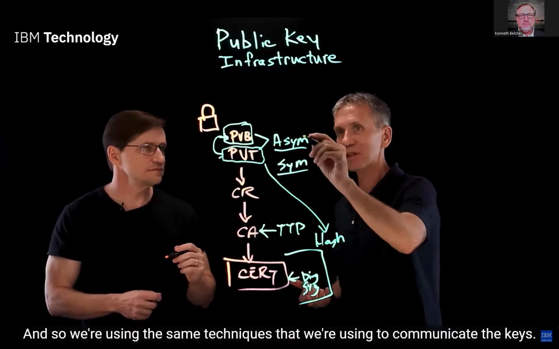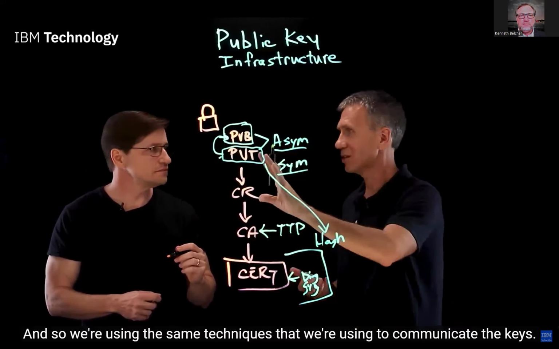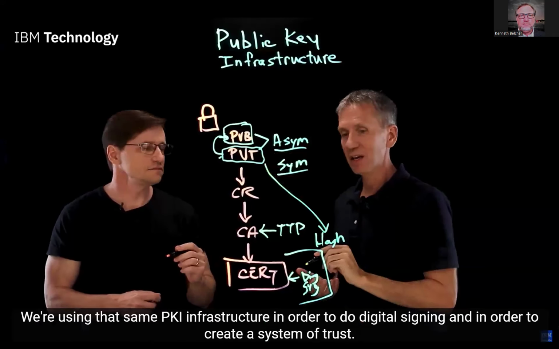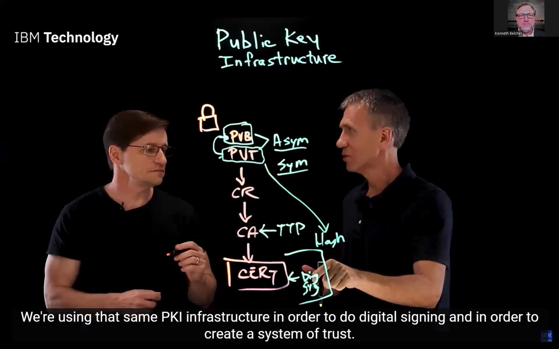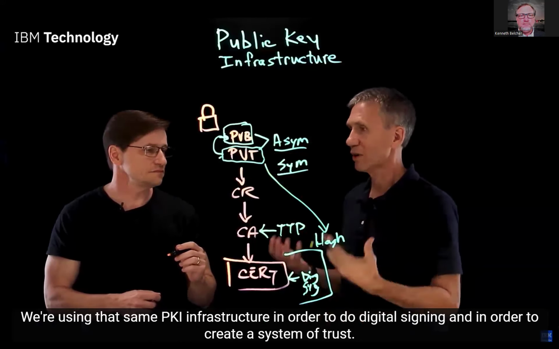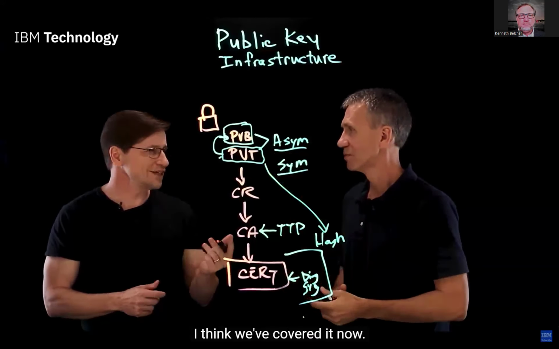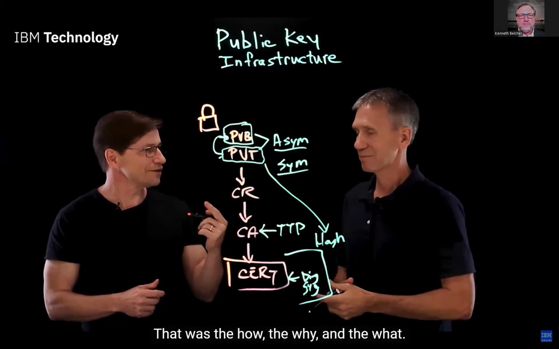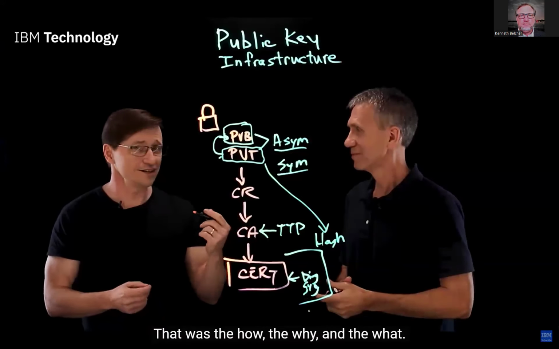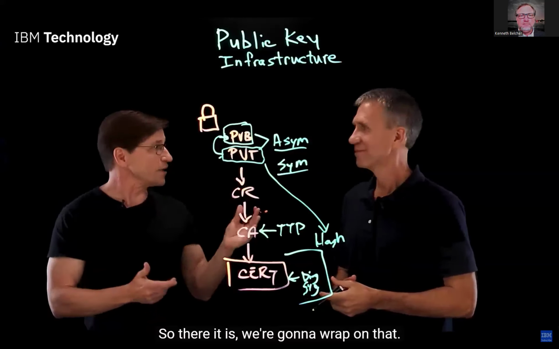And so we're using the same techniques that we're using to communicate the keys. We're using that same PKI infrastructure in order to do digital signing and in order to create a system of trust. I think we've covered it now. That was the how, the why, and the what. So there it is. We're going to wrap on that.